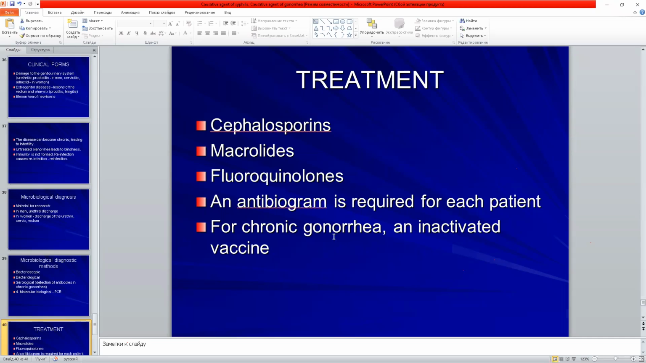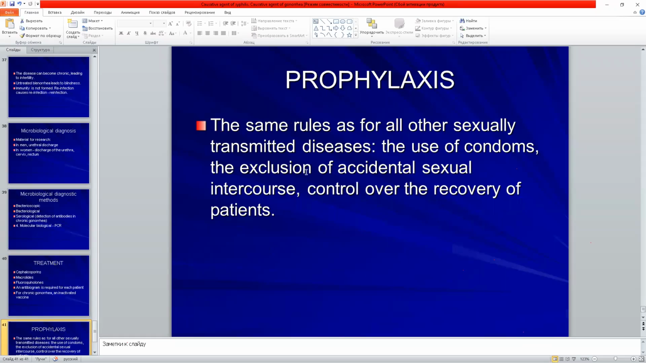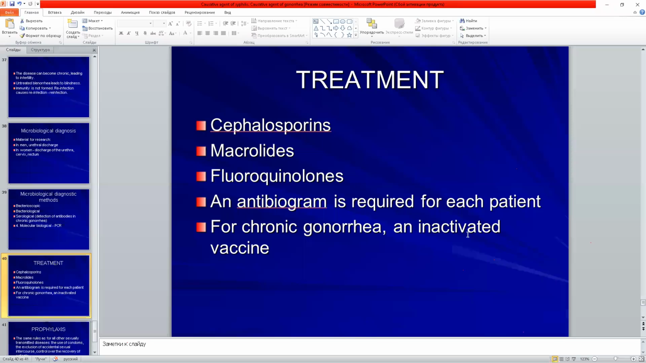For treatment of chronic gonorrhea, inactivated vaccine is used. I told you that for prevention of gonorrhea, there is no vaccine for prophylaxis. No vaccine all over the world, but a vaccine is developed. It is an inactivated vaccine, and it is used for chronic gonorrhea. The aim is to stimulate the immune system, and it works.